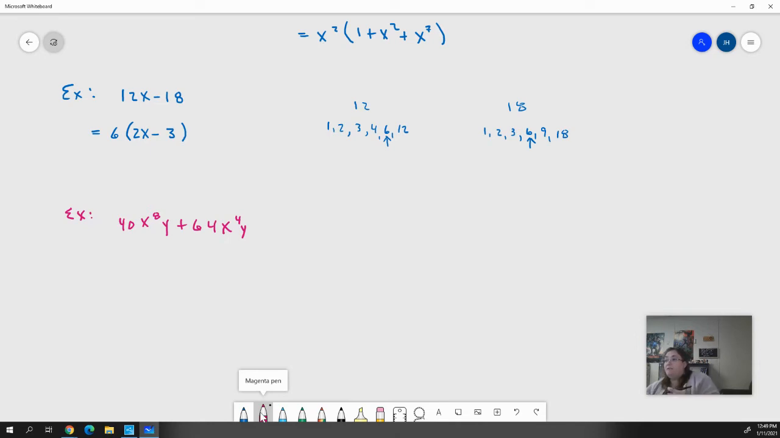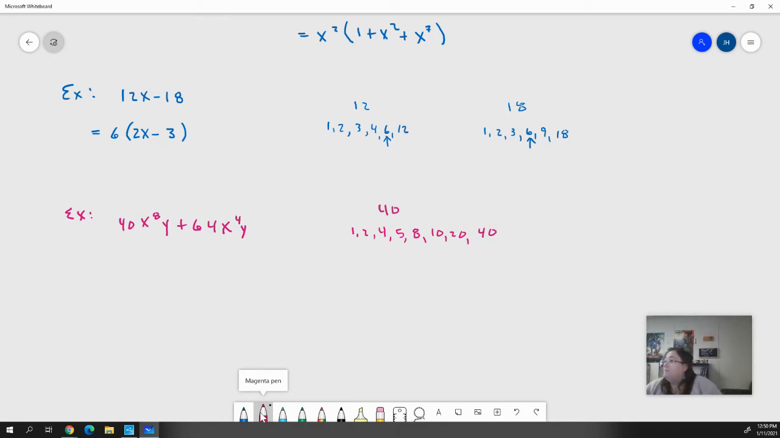Now, I look at 40 and 64, and I know that they're each divisible by 8, and I think that might be the greatest common factor. But what if I don't know? Well, if I don't know, I'm just going to break down all the factors of 40, right? Which would be 1 goes in, 2 goes in, 4, 5, 6 go in, no, 7, no, 8, yes, 8 times 5, 10, 20, and 40, right? Those are all of my factors of 40.